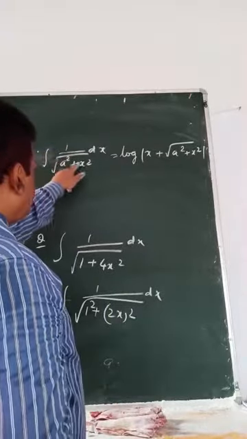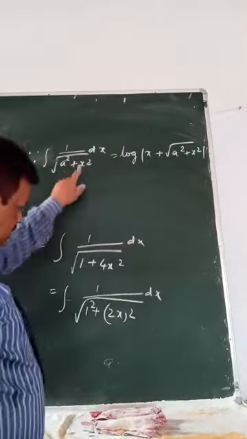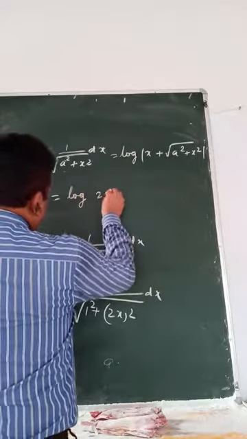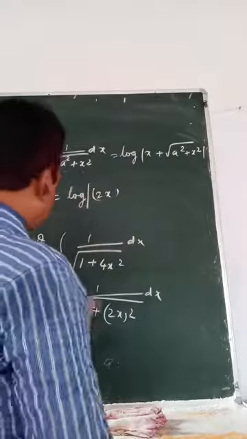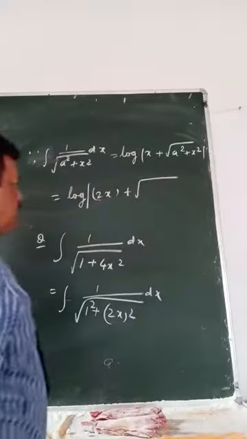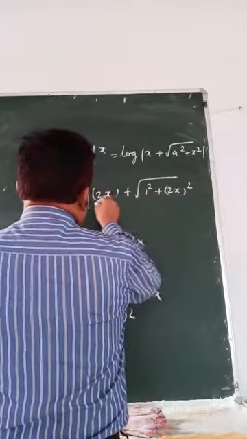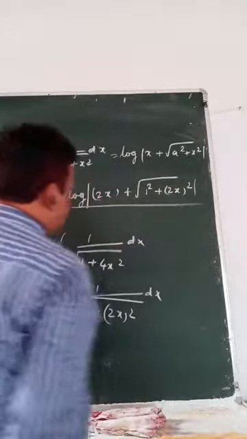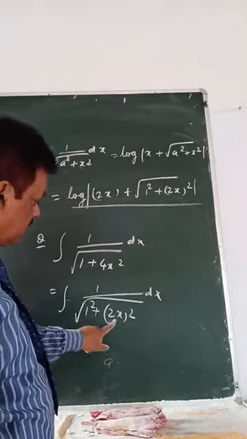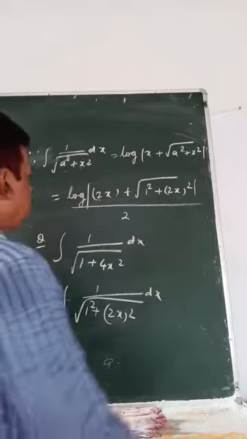So you can write, since 1 by square root of a square plus x square is log x plus root of a square plus x square. But in place of x you are getting 2x. So that will be log 2x, because in place of x we have got 2x. So 2x plus root over of 1 square plus 2x whole square. This is done. Divided by, remember chain rule, don't forget, because in place of x you have got 2x. So 2x's derivative, that is 2. Divide by 2. Then a constant.